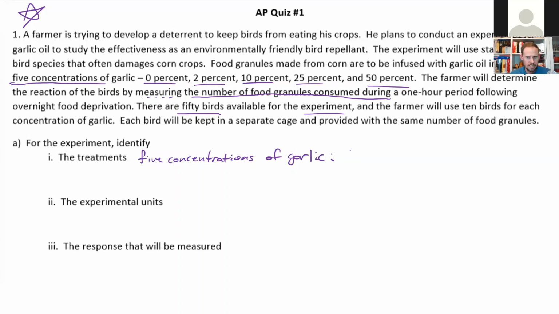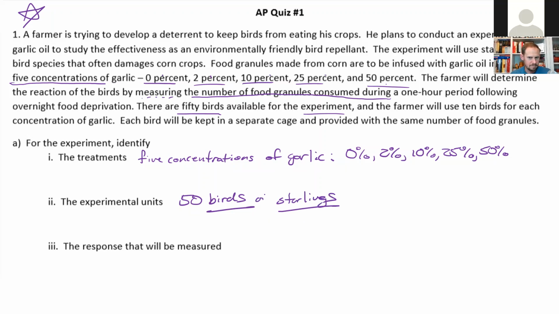All right, and you probably want to list them 0%, 2%, 10%, 25%, and 50%. Right? 1, 2, 3, 4, 5. No, you do not have to say 5. You could just say these percents. I think they were looking for the word garlic or concentrations of garlic somewhere, some sort of context. All right, the experimental units are the 50 birds. If you want to be specific and say that they are starlings, that's cool too.